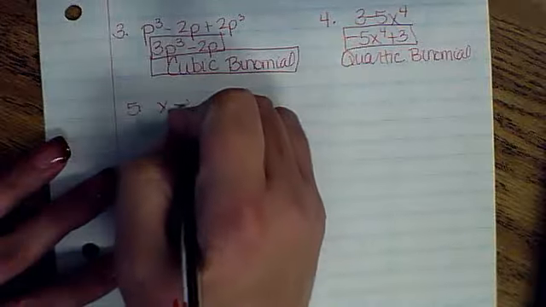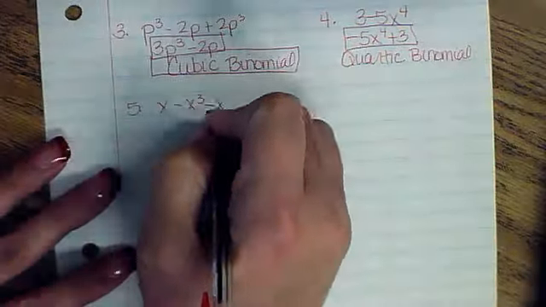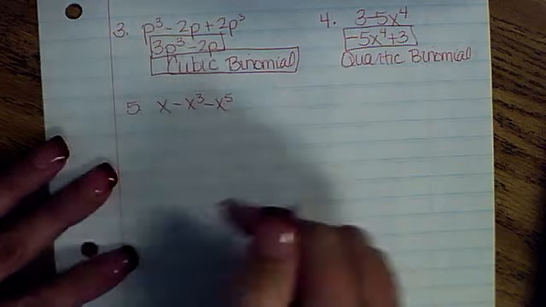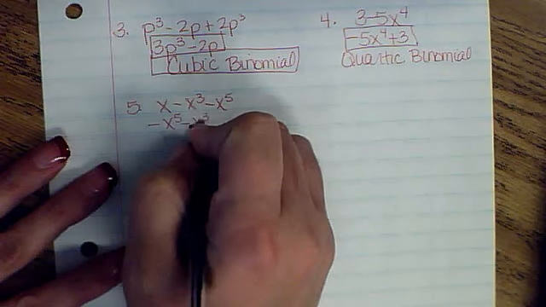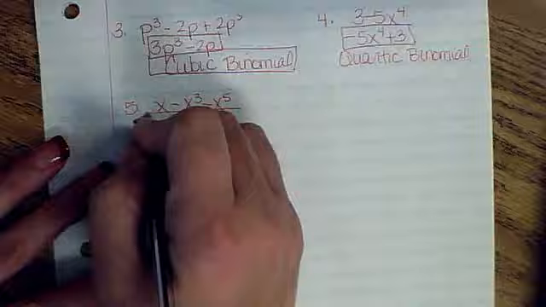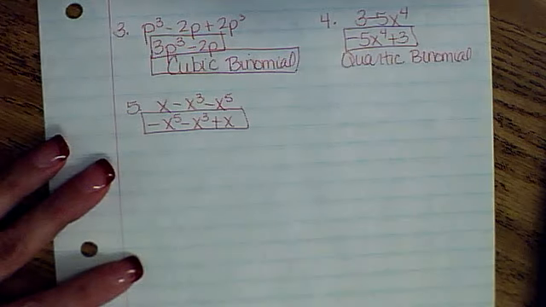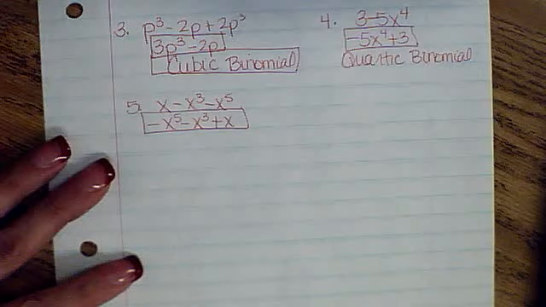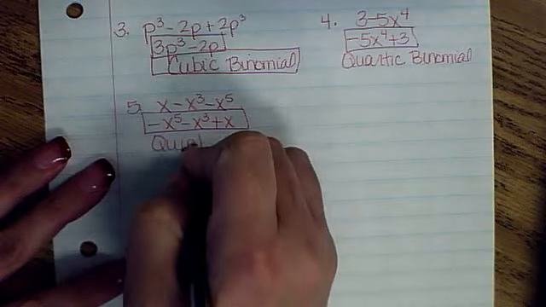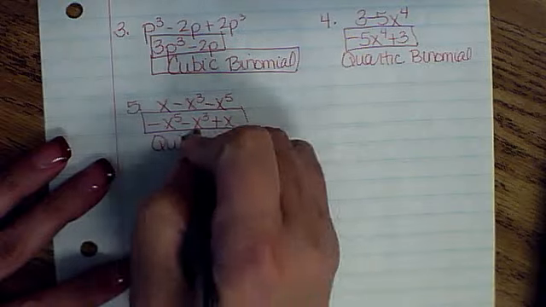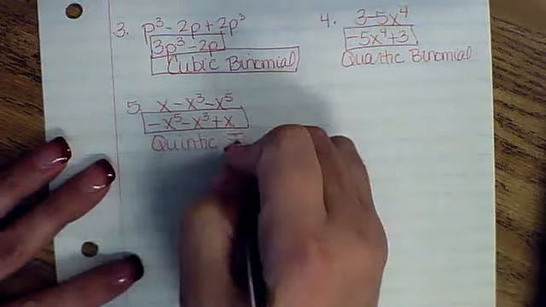Number 5, x minus x cubed minus x to the 5th. Standard form, I need to rearrange that, so negative x to the 5th minus x to the 3rd plus x. That's standard form. So this is to the 5th power. To the 5th power is called quintic. There's 3 terms, so it's called a quintic trinomial.